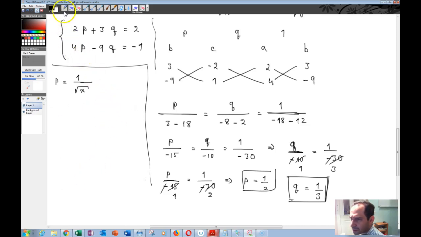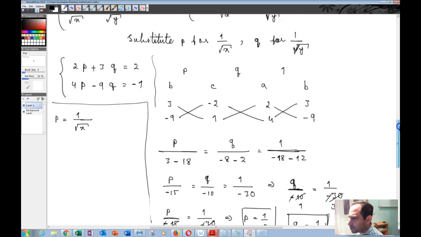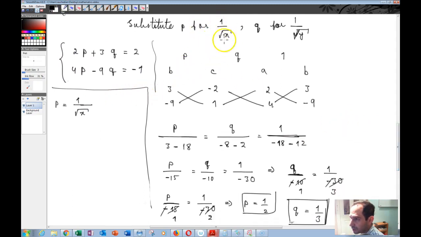So here we said that P is equal to 1 over square root of x, and P was here equal to 1 by 2. So 1 by 2 is equal to 1 over square root of x. So that means that if you take the reciprocal of both sides of this equation, you'll get square root of x is equal to 2. And if you raise both sides of this equation to the second power, you'll get x is equal to plus or minus 4. Okay? Plus or minus 4.